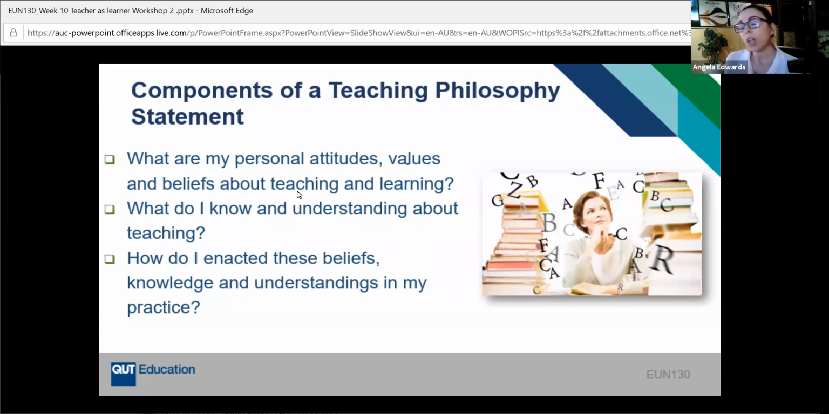So you would have learnt from your professional experience what went well and what didn't go well, and the kind of teacher that you think you might want to be. You may also draw upon your own experiences of teaching and learning, and that could be either as a parent or as a student yourself as well. So all of these things are going to influence what your teaching philosophy or statement will be all about.